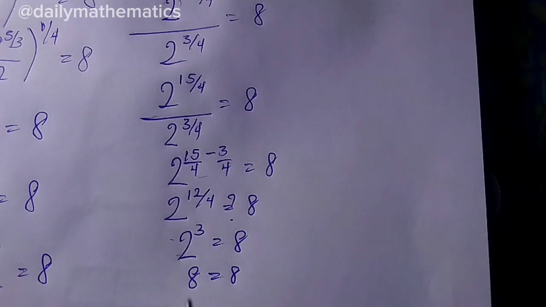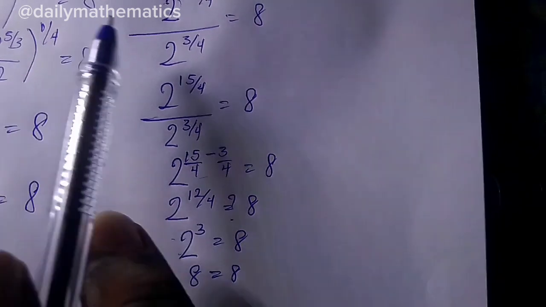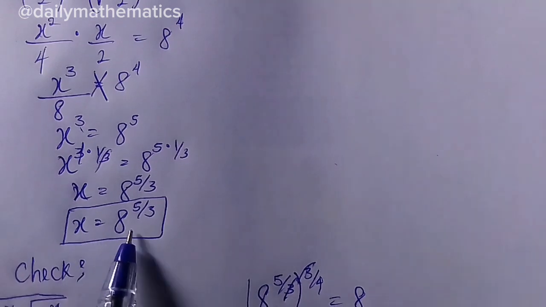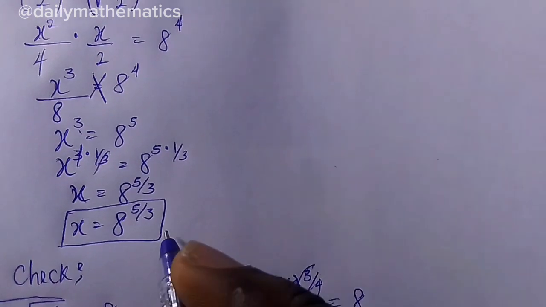So from here we can see that we arrived at the same answer after simplifying the equation, meaning this value for x as 8 raised to the power of 5 over 3 is correct.